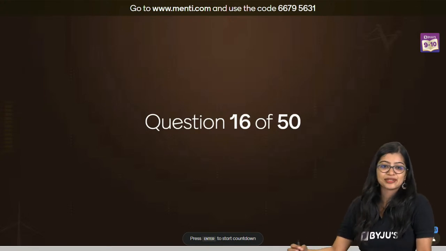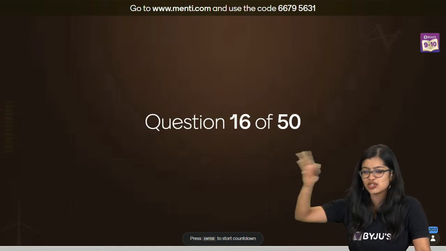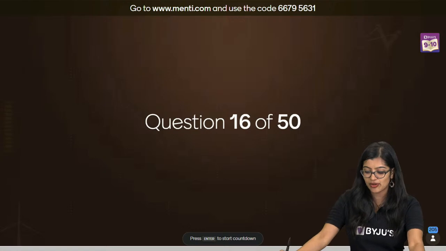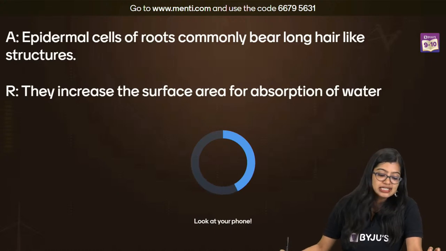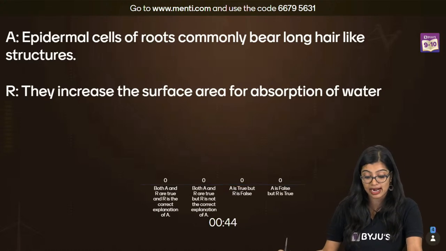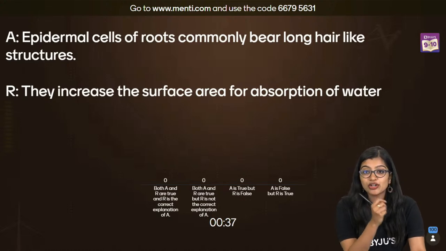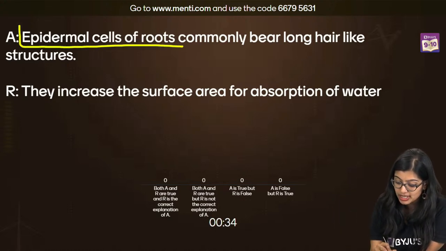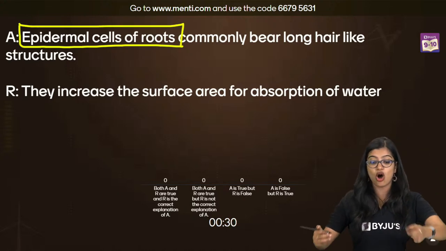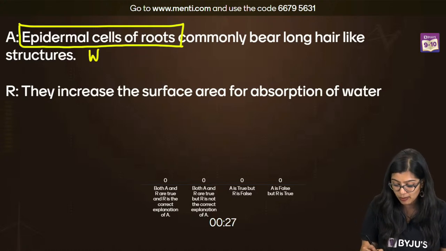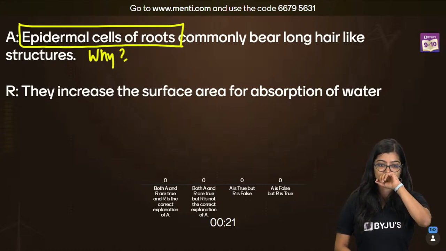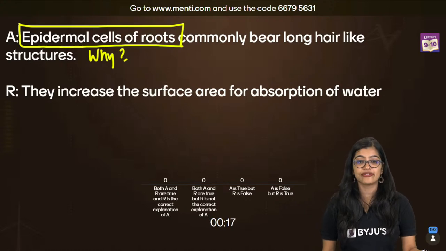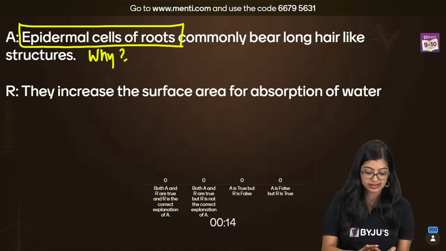It's called cell biology, which is the study of cells, basically the physiology that is there. Okay, all right. So moving on to question number 16 on your screens. Assertion: epidermal cells of roots commonly bear long hair-like structures. Reason: they increase the surface area for absorption of water. So here we are talking about the epidermis specifically in the roots, and how they have long hair-like structures. Now, add a Y to it and see if the reason justifies it. Advika, feel confident about the answer, right? Please feel confident about the answer that you are going to give.